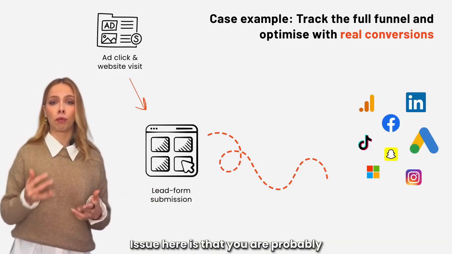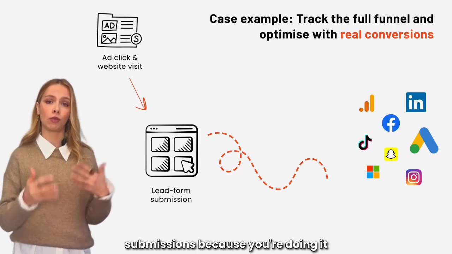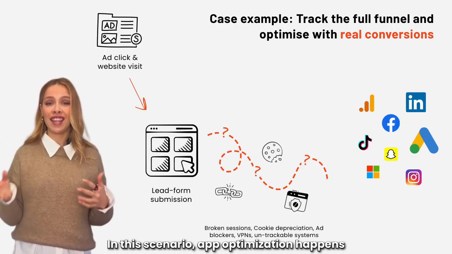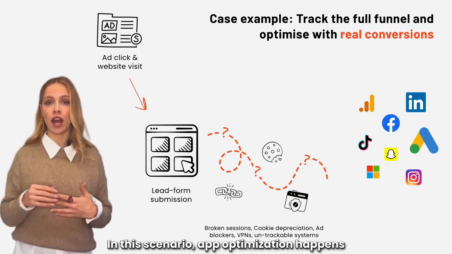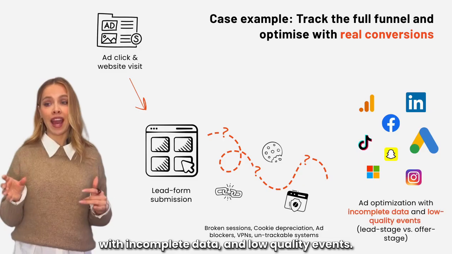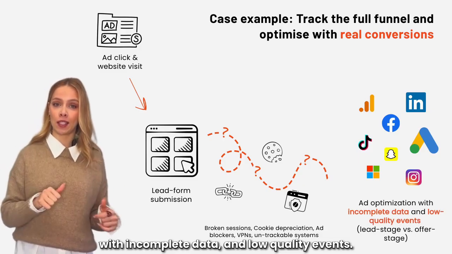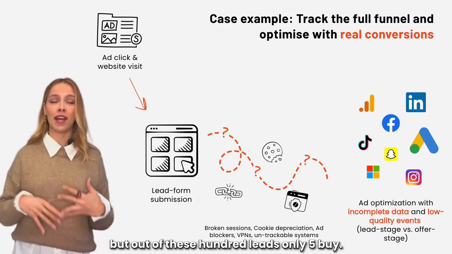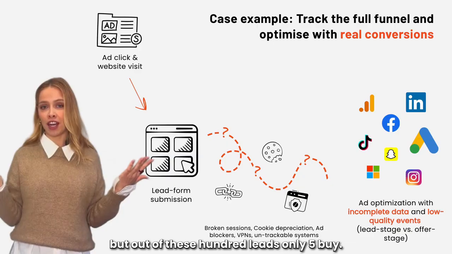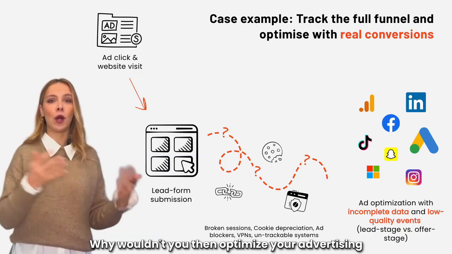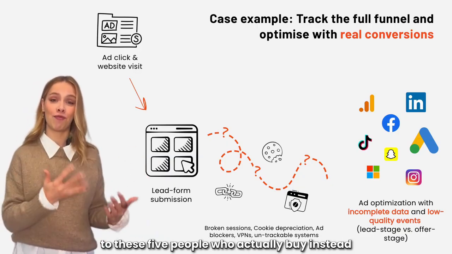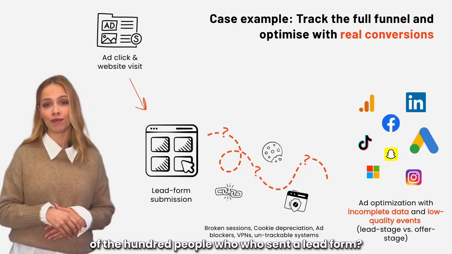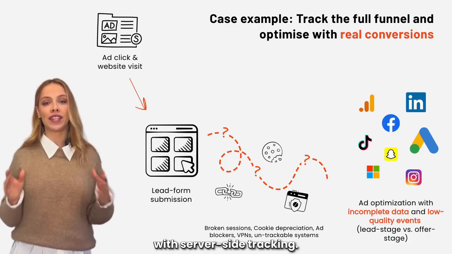The issue here is that you are probably losing quite many of these lead form submissions because you're doing it with third-party client-side tags. In this scenario, ad optimization happens with incomplete data and low-quality events. With this, I mean that you may have 100 leads, but out of these 100 leads, only 5 buy. Why wouldn't you then optimize your advertising to these 5 people who actually buy instead of the 100 people who send a lead form? Then, how can you solve this issue with server-side tracking?